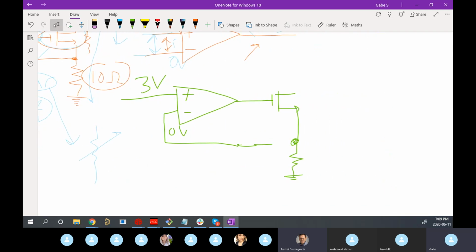Now take a look here. Let's say our minus pin is at 2 volts right now. And this was 10 ohms, right?